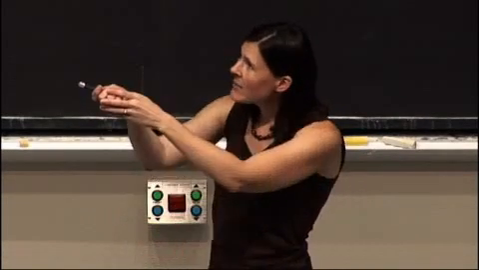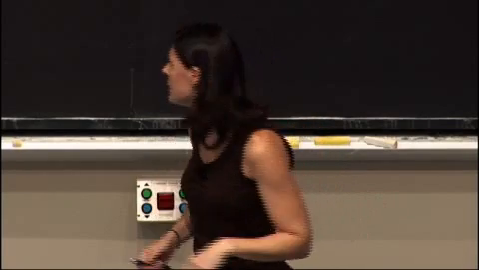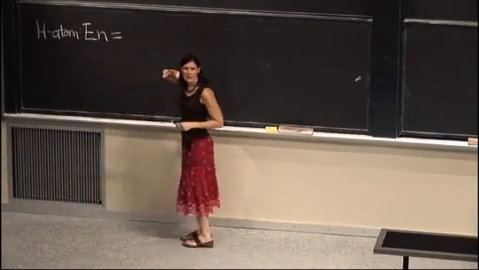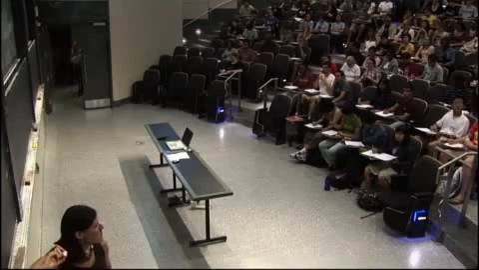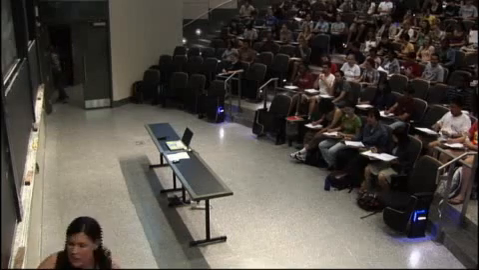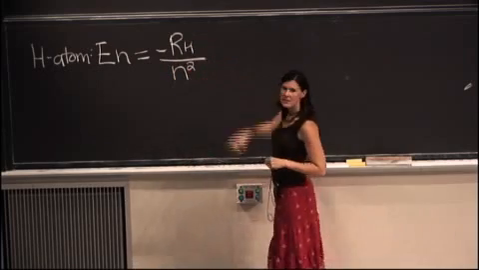And now that we have this z² term in the formula here, we're now talking about absolutely any one electron atom. And it should make sense where we got this from, because we know that the binding energy, if we're talking about a hydrogen atom, what is the binding energy equal to? Negative Rydberg over what? Yeah, so it's negative Rydberg constant over n².